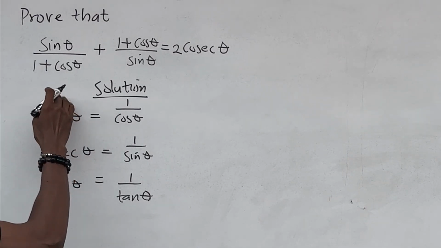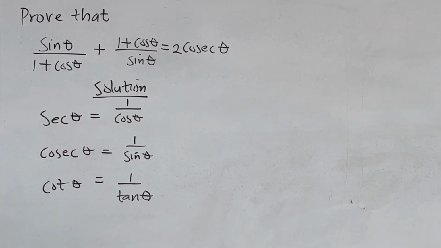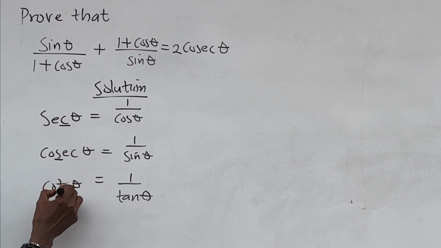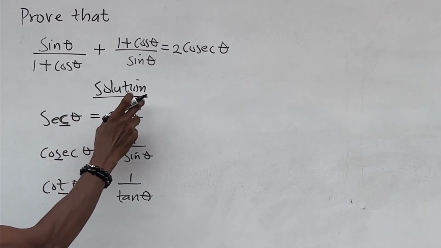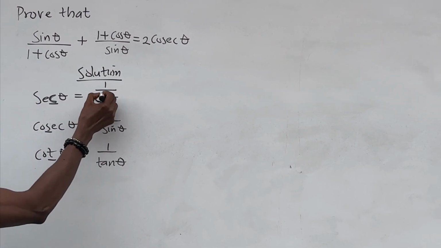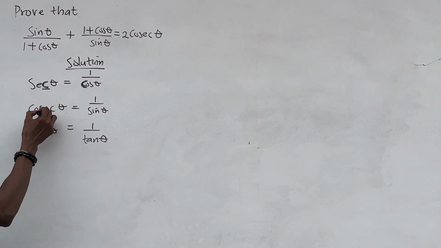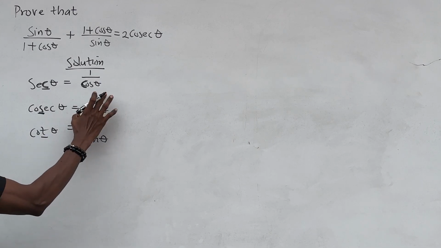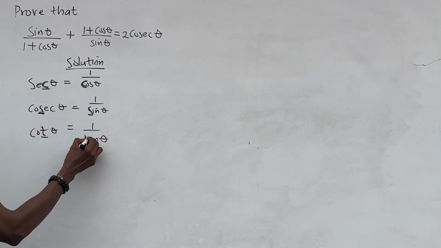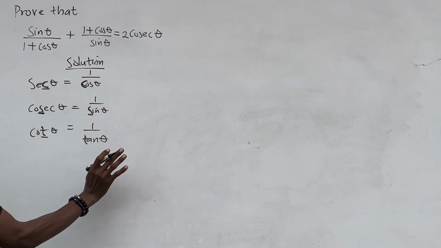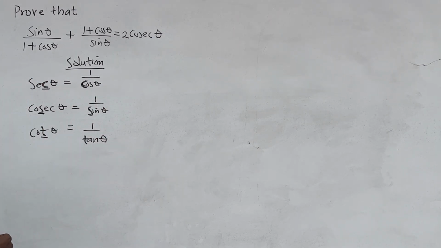Now, to make you remember easily, just pick the third letter. The third letter here is a C, right? So it is the inverse of cosine. The third letter here is an S, so it is the inverse of sine. The third letter here is a T, so it is the inverse of tan. So just save this somewhere in your memory. We need that knowledge. So with the knowledge of this, we can start solving this problem.